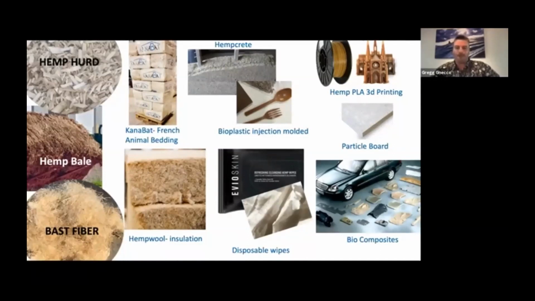The bast fiber is currently already being used for matting and insulations, hemp wool products, disposable wipes, and then a lot of exciting biocomposites in Europe and a lot of other places. They're making car door panels and other things, and that's something that we could do domestically here with the hemp supply.